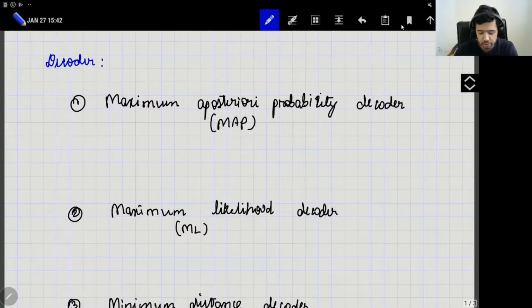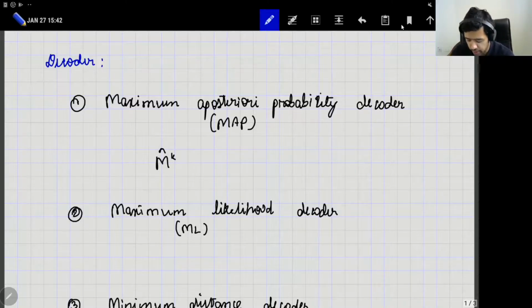Now what does the decoder do? For the decoder, there are a number of options that one can use. Here are some commonly used decoders. So the first is the so-called maximum a posteriori probability decoder. So this does the following. The receiver gets yn and has to choose a suitable mk hat. The mk hat is chosen so as to maximize p of xn given yn.